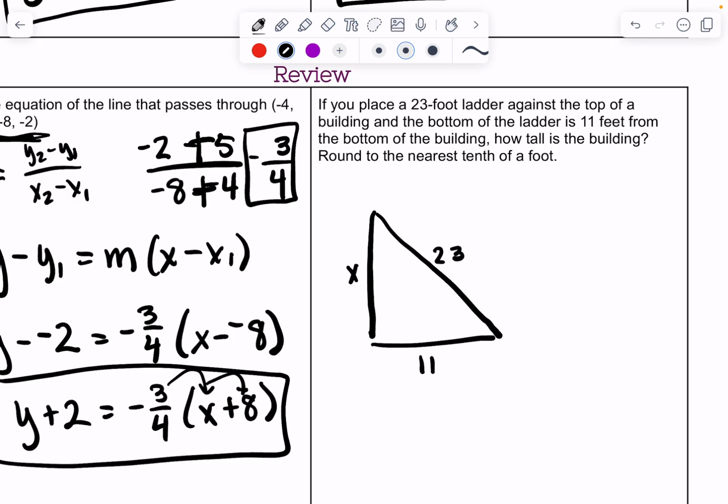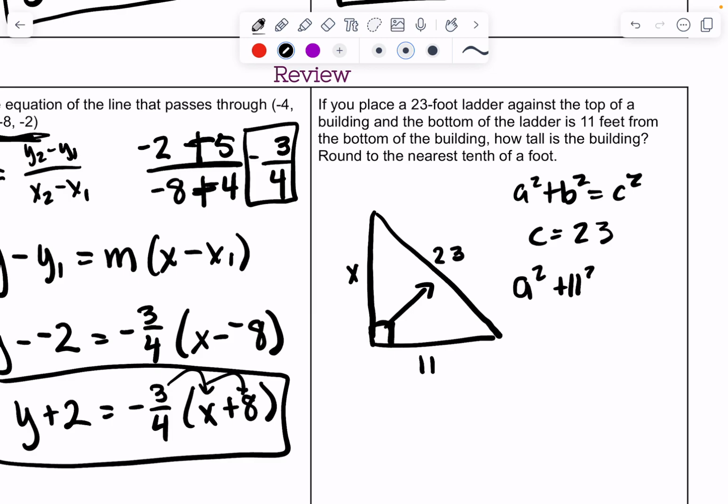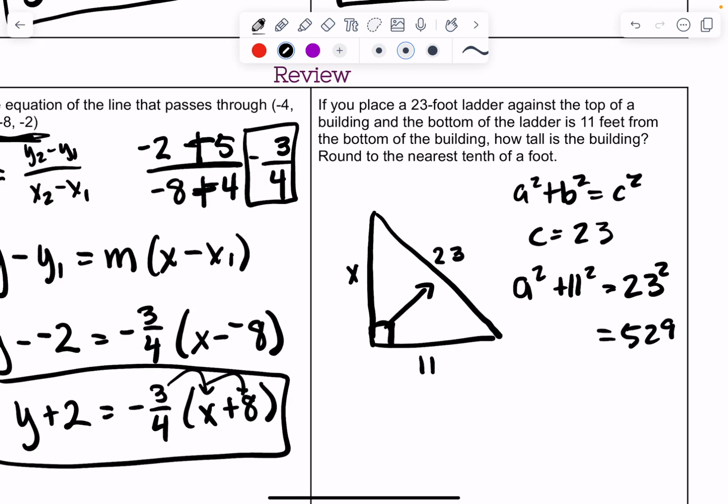This is Pythagorean theorem. A squared plus B squared equals C squared. Now remember, C is always opposite that 90-degree angle. So in this case, C equals 23. So A and B can change orders, doesn't really matter, but in this case, I'm going to say A squared plus 11 squared equals 23 squared. And now we just have to do a little bit of math here. 23 times 23 is what 23 squared means, so that's 529. 11 times 11 is 121, so we have A squared plus 121 equals 529.